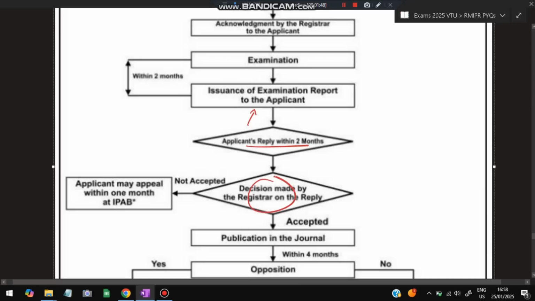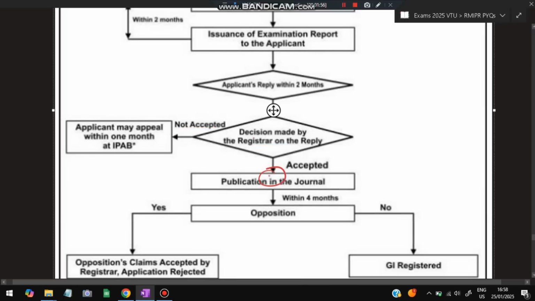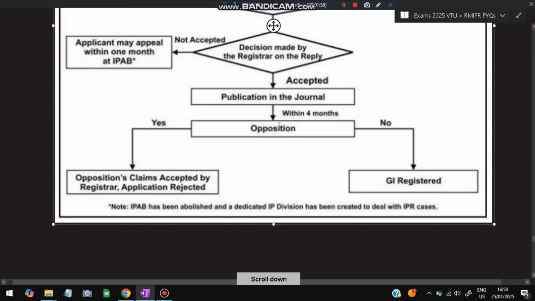And based on the reply, if the decision made by the registrar on the reply is not accepted, the applicant may appeal within 1 month. If it is accepted, it is published in the journal, and after that there is opposition. If there is any opposition against the geographical indication, it means opposition claims are accepted. If it is not there, it means the GI is registered.